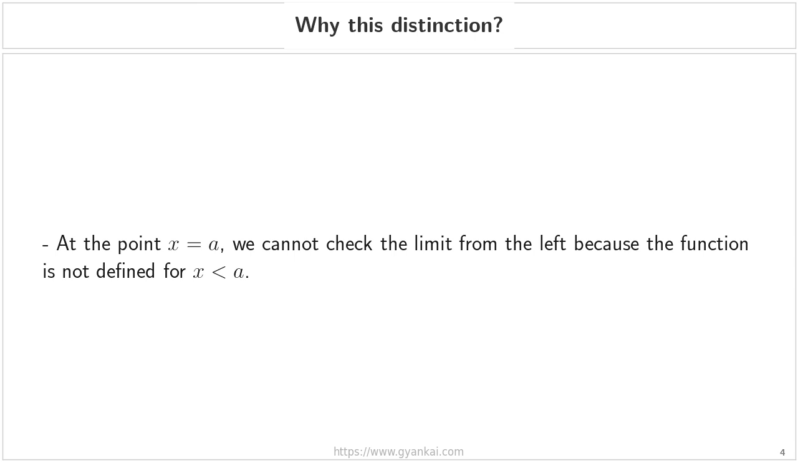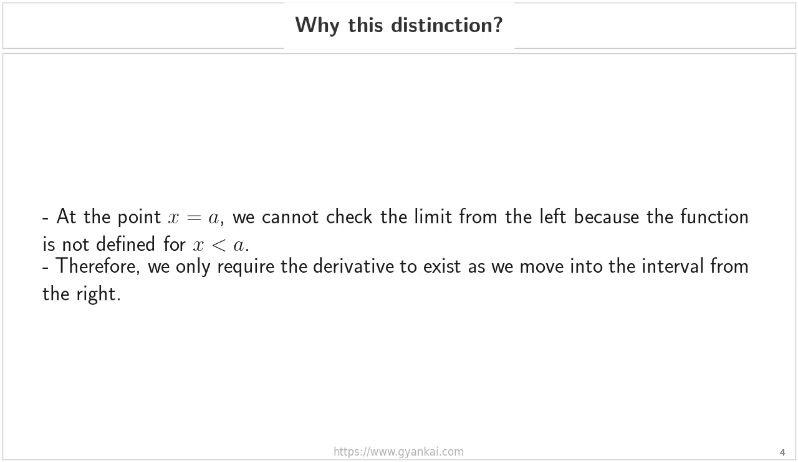First, consider the left endpoint, where x equals a in a closed interval starting at a. The function is not defined for any values of x less than a because there is no left side to the function at this boundary. It is mathematically impossible to check the limit from the left.